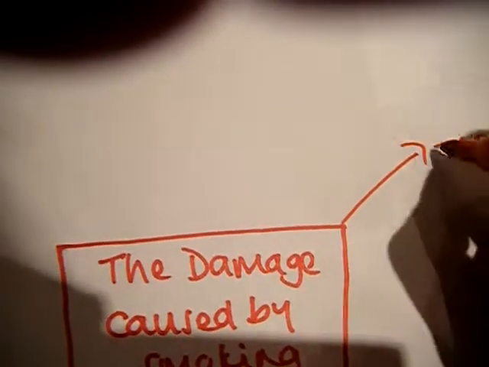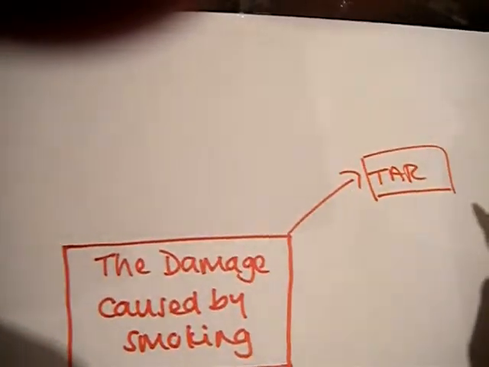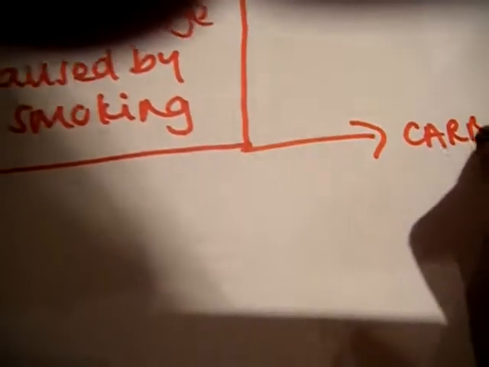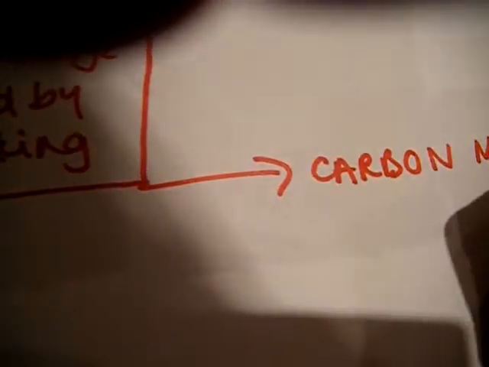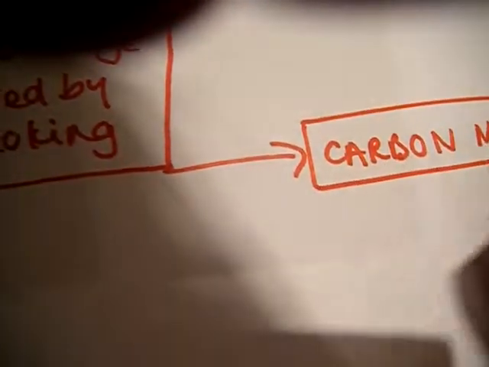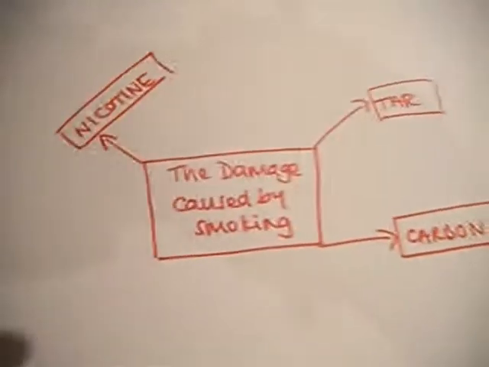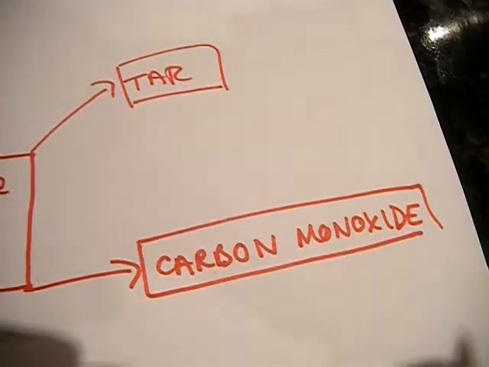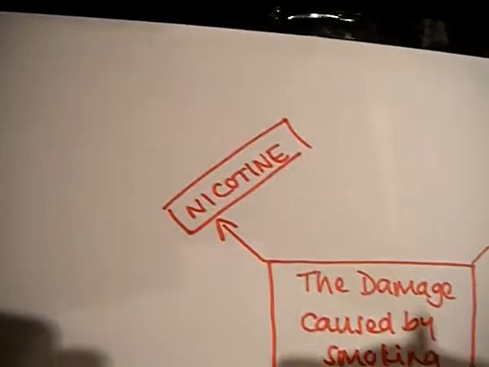Tar. That's number 1. Carbon monoxide, so put that down here. And nicotine. That's what it looks like so far. 3 main things in cigarettes: tar, carbon monoxide in the smoke, and nicotine.